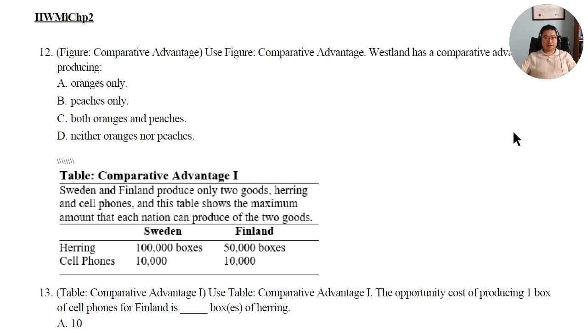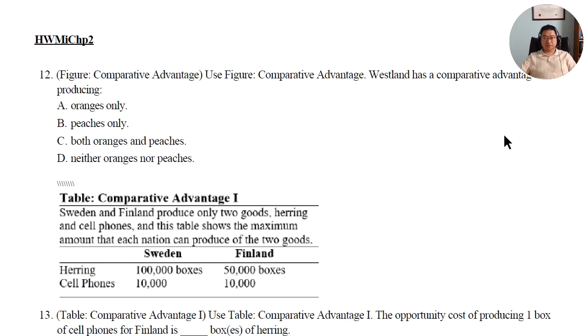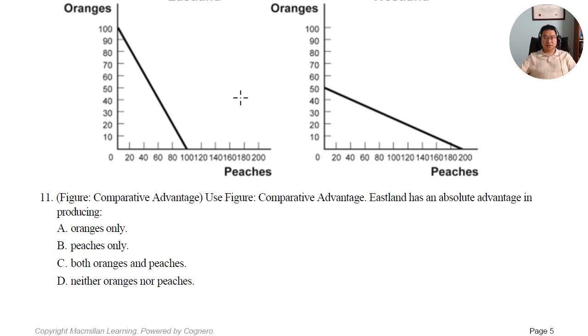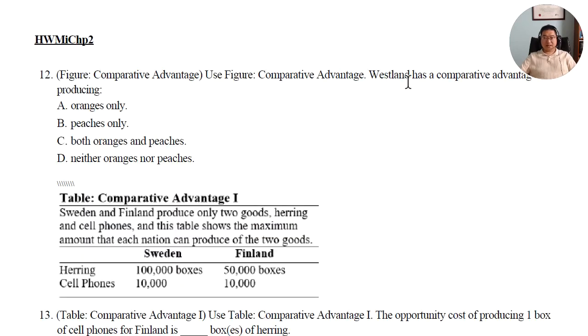Okay, look at question 12. Now, still using the figure above, Westland has a comparative advantage. Now this one is different. Comparative advantage, we need to consider what? The opportunity cost. Okay? To consider the opportunity cost, what we do? We have to calculate it.